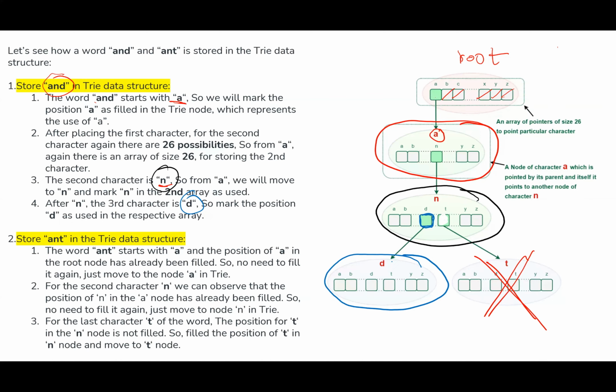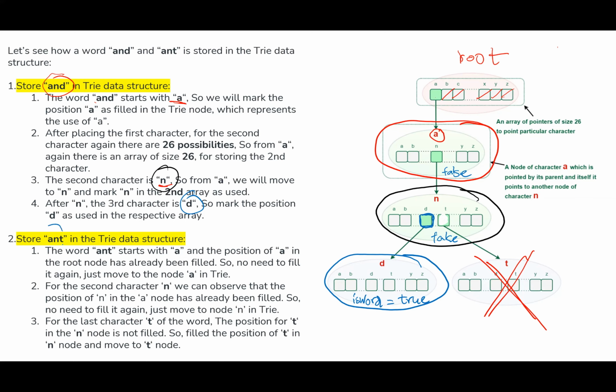Okay. And finally, since this is the end of the word, we make this is word flag true. For other nodes, it will be false. So there goes inserting and.